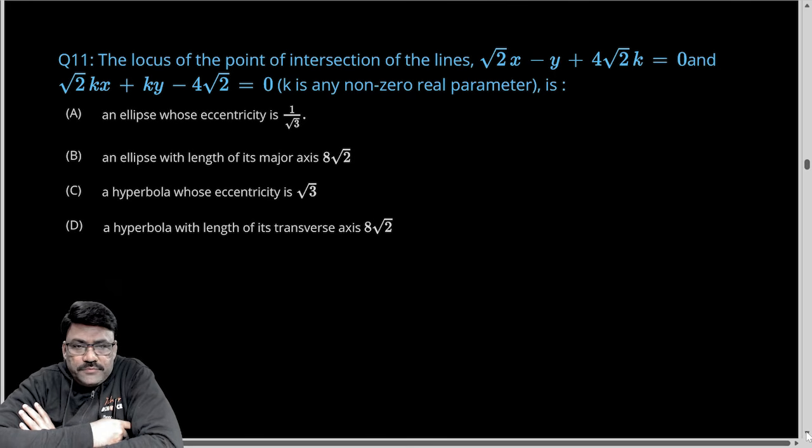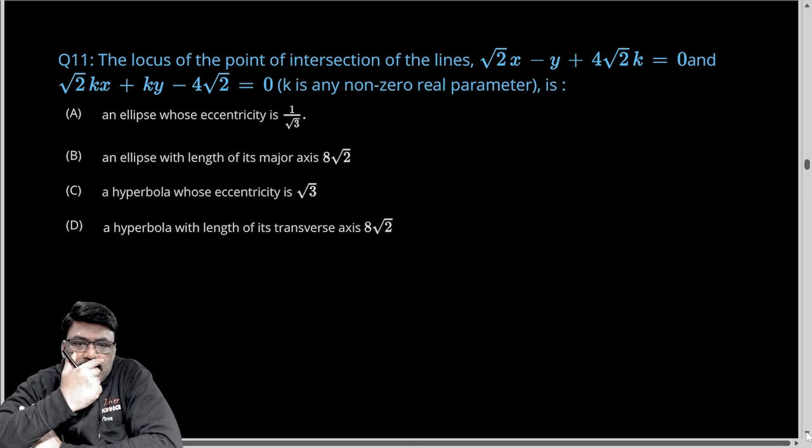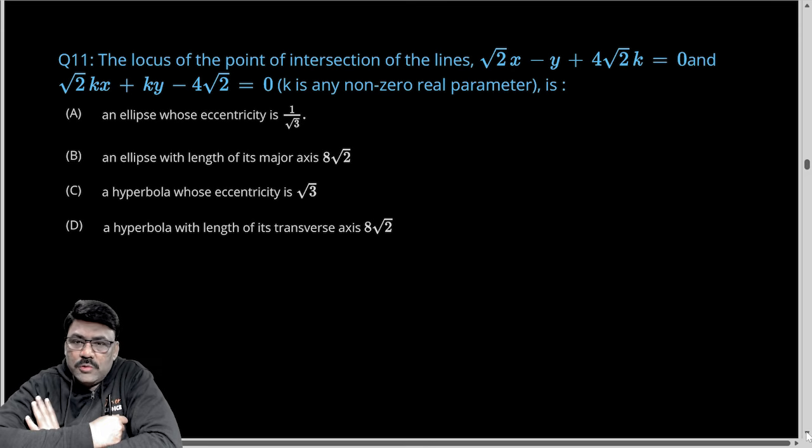See this question. They have given you two lines, root 2x minus y plus 4 root 2 k equals 0, and root 2 kx plus ky minus 4 root 2 equals 0. K is a non-zero parameter here. So first you have to find the locus of the point of intersection of these two lines. And after getting the locus, you have to check what the locus is: is it an ellipse or a hyperbola? And what will be its eccentricity?